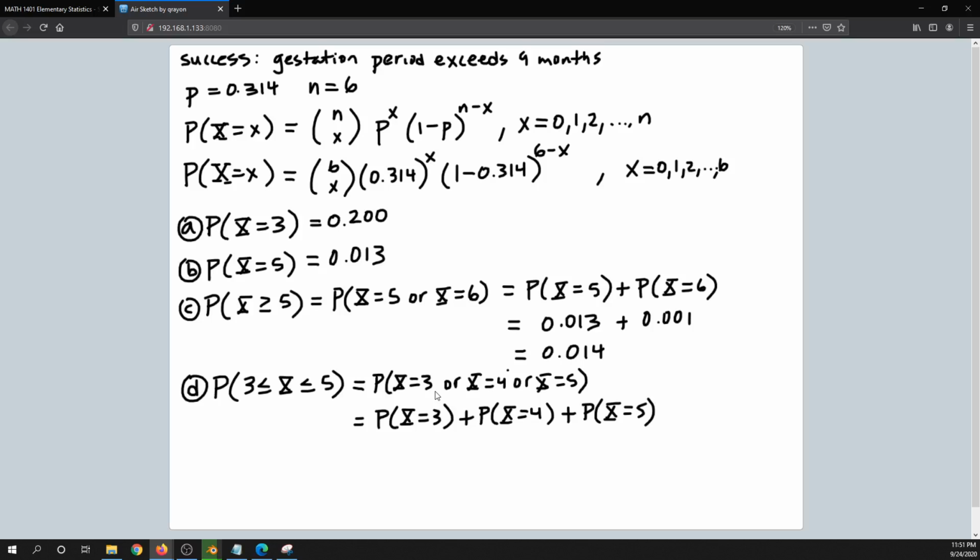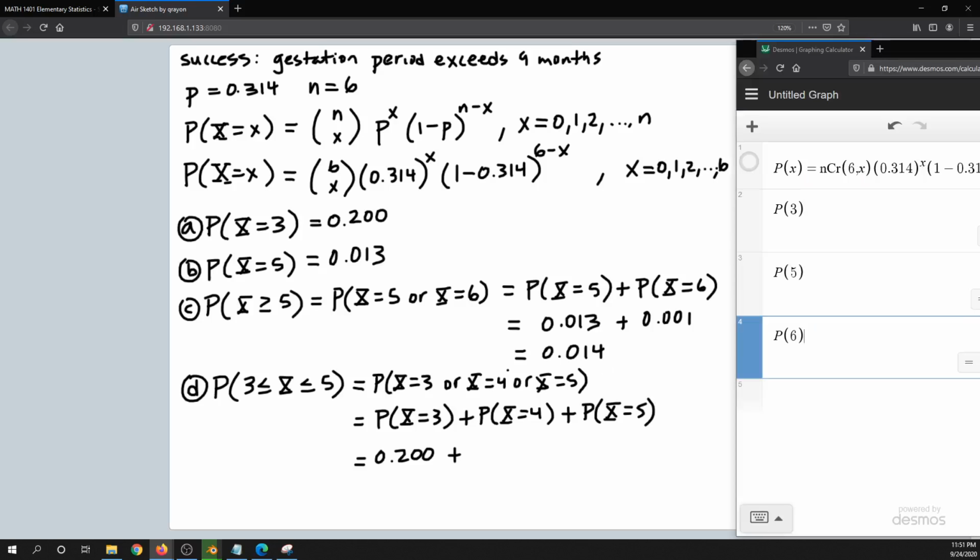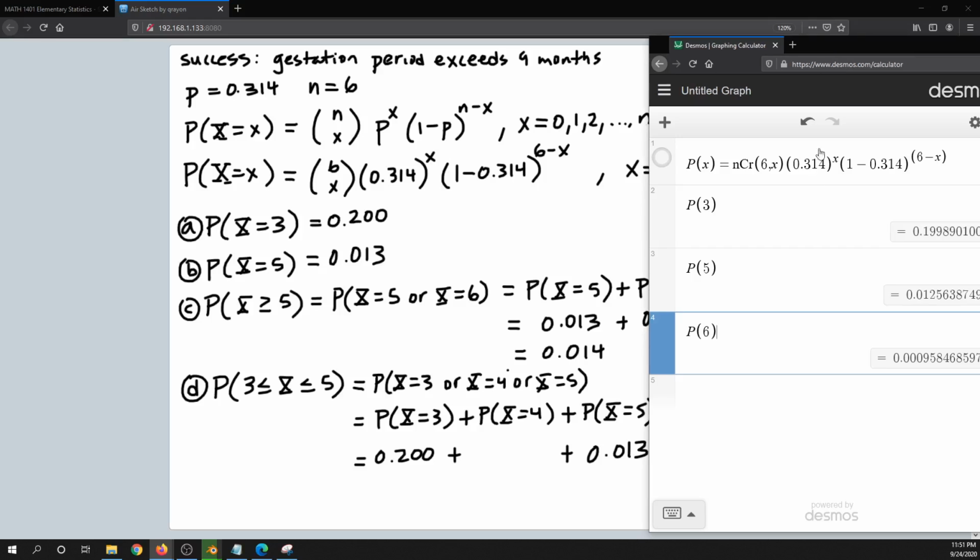And then 3 we've already done. We get 0.200. For 4, I don't think we did that one yet. No, we did not. So we'll have to do that one. And then 5 we've already done. 5 is 0.013 to 3 decimal places. So if we want 4, let's go ahead and do that and plug that into our formula. To 3 decimal places we get 0.069.